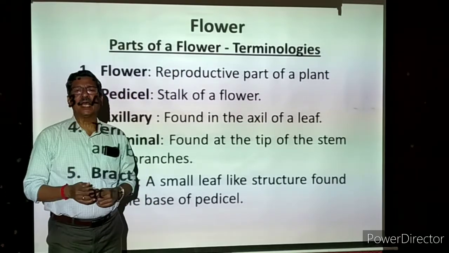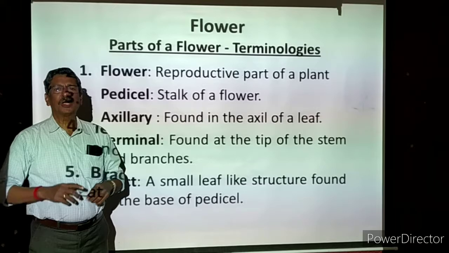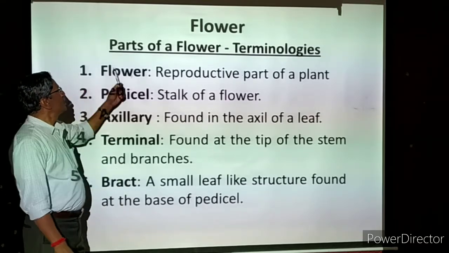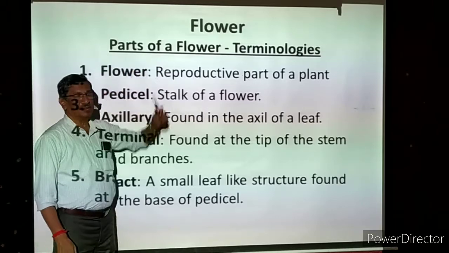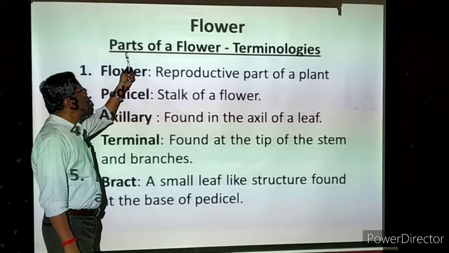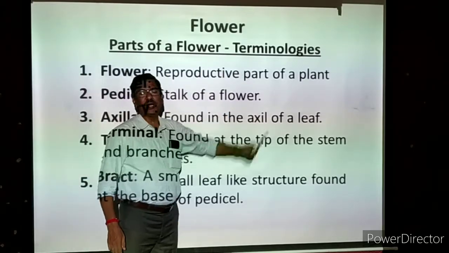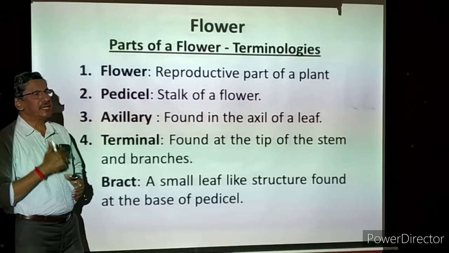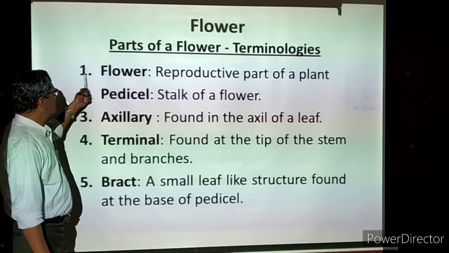What are the general characters in the flower? What are the various parts present in the flower that we have to study? So we are going to see parts of a flower. First we have to see what are the various parts. Connected with the parts, what are the terminologies we are using in botany? We have to see the terminologies and their meanings. We have to know. The first one, a flower.